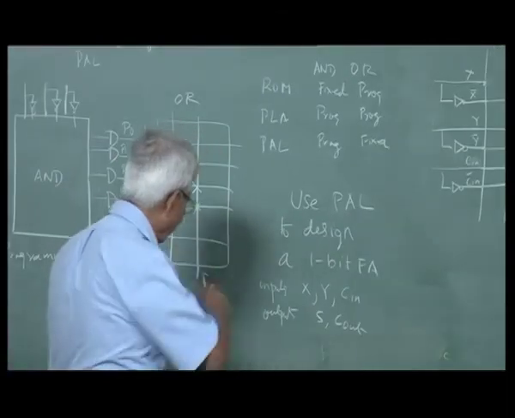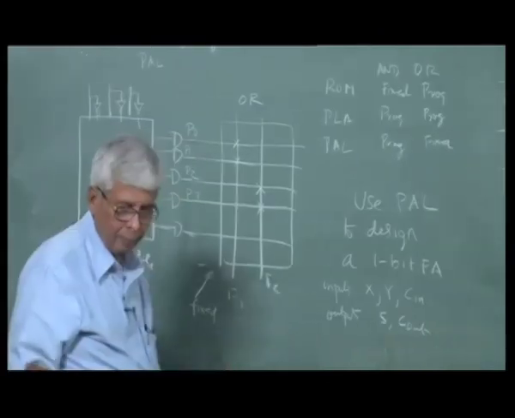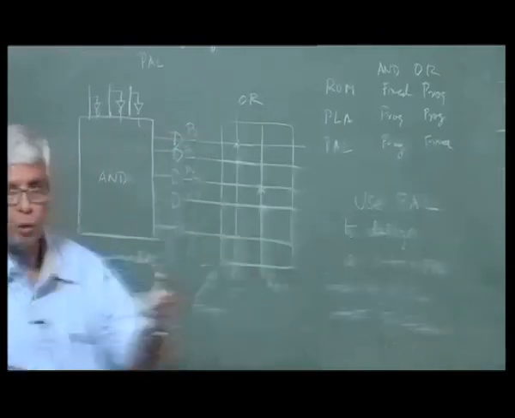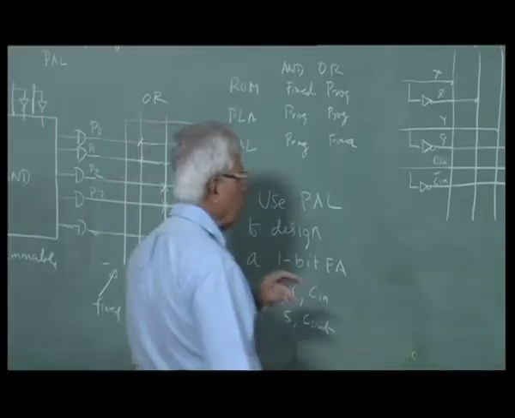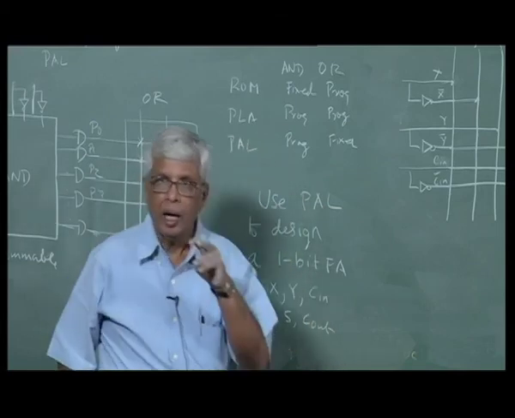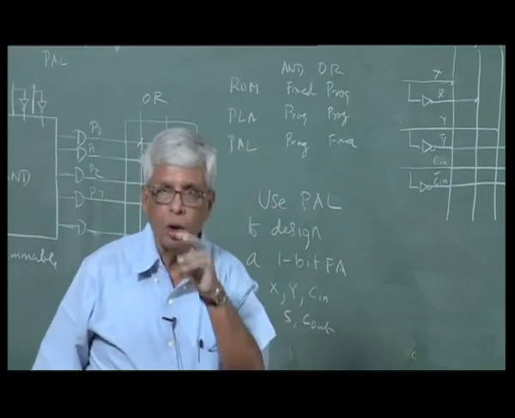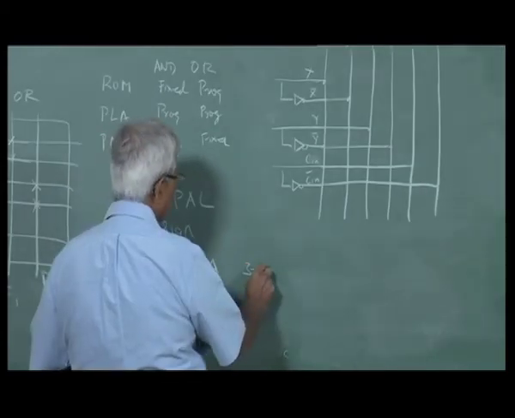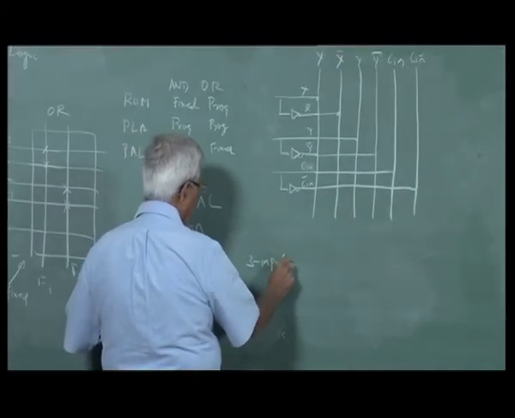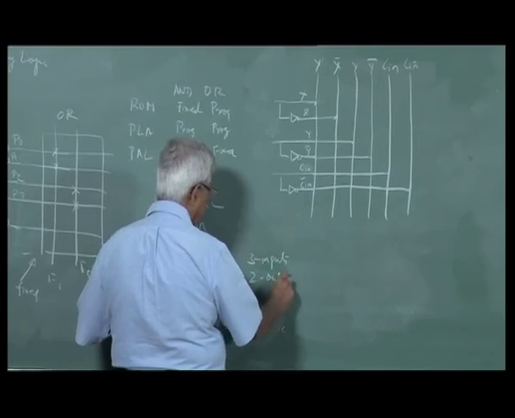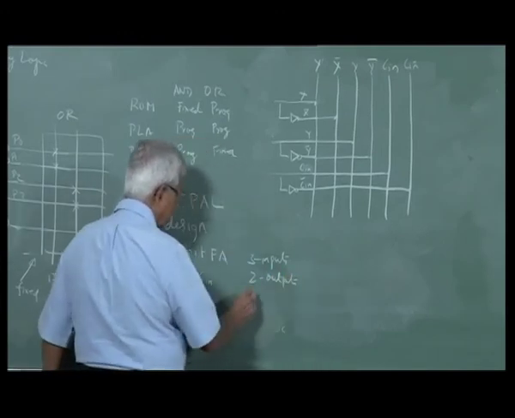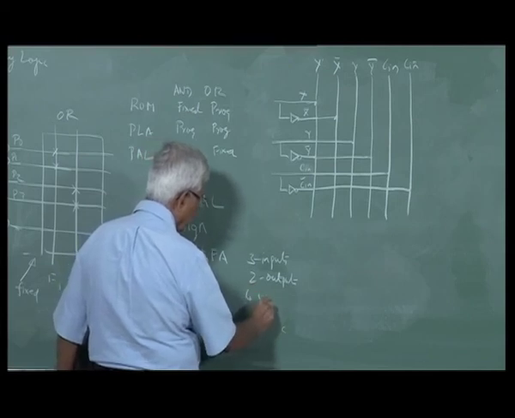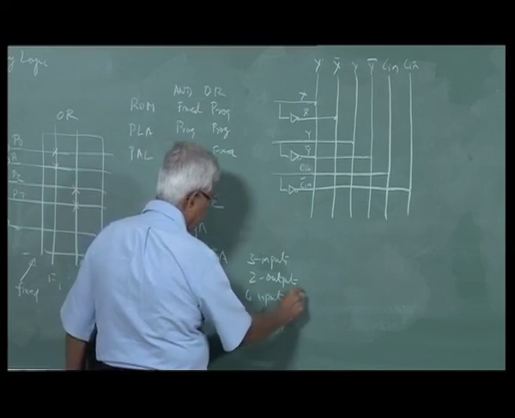In this case, earlier I said for PLA you need to specify input, output, and number of product terms. Here I have to specify number of inputs, number of outputs, and how many inputs can go into each of the OR gates. In this case, let us say two OR gates. So here I have three inputs, two outputs, that is sum and carry, and four inputs in each OR gate.